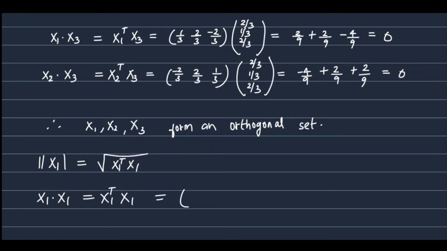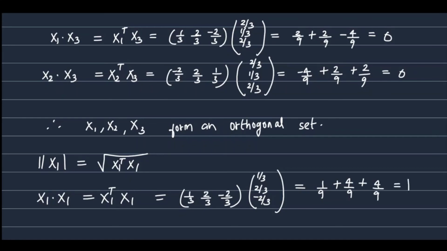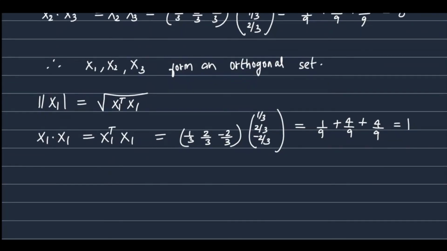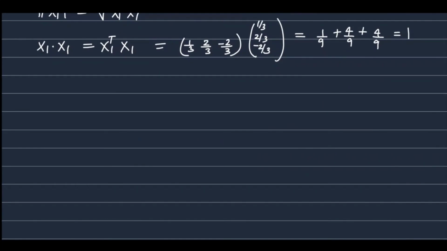So x1 transpose is 1 by 3, 2 by 3, minus 2 by 3, times x1, which is 1 by 3, 2 by 3, minus 2 by 3. When we do the multiplication here, we will get 1 by 9 plus 4 by 9 plus 4 by 9, which is equal to 1. So it means that the norm of x1 is 1, that is, x1 is a vector of unit length.